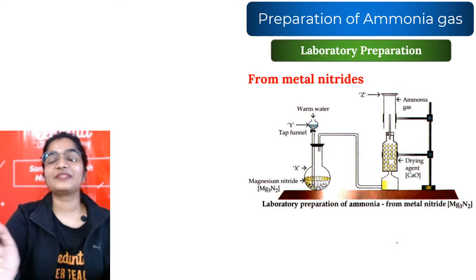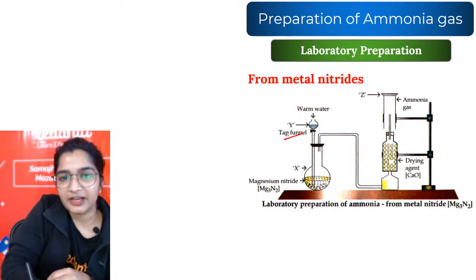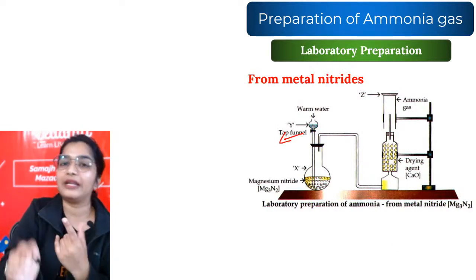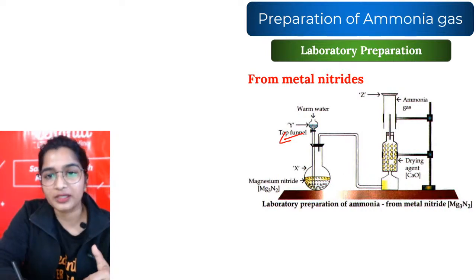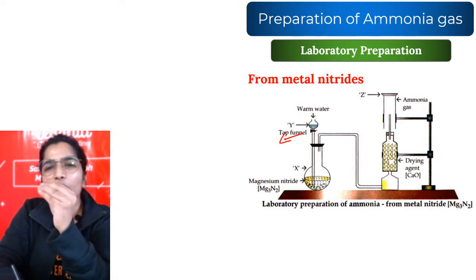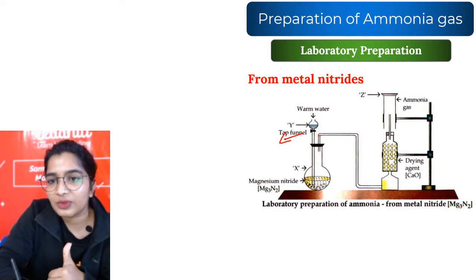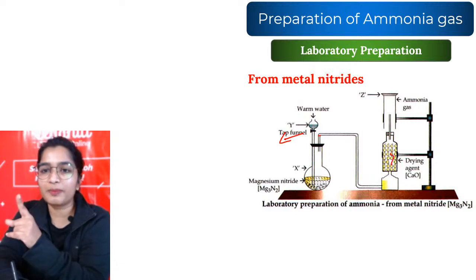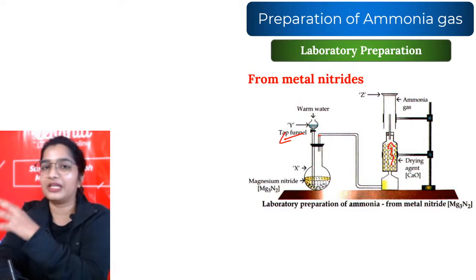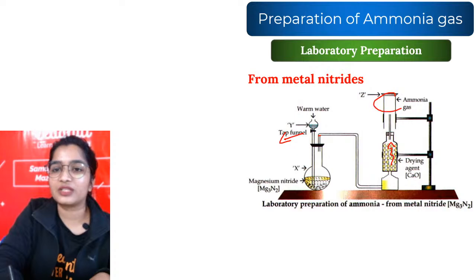Hi Kanishka. So we have this thistle funnel and the magnesium nitride, any metal nitride, plus water. Using this, only a small amount of water will be allowed, and then this ammonia gas will be collected. Same as before, it has to be passed through calcium oxide to make sure that it is completely dry, and ammonia gas will be collected here.